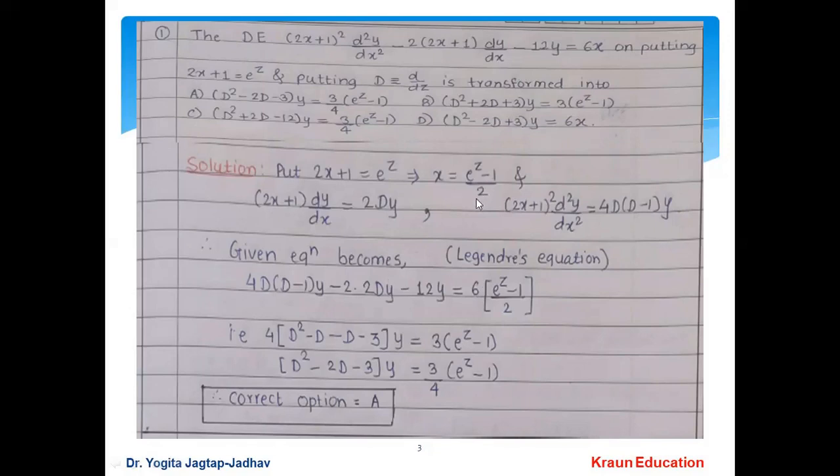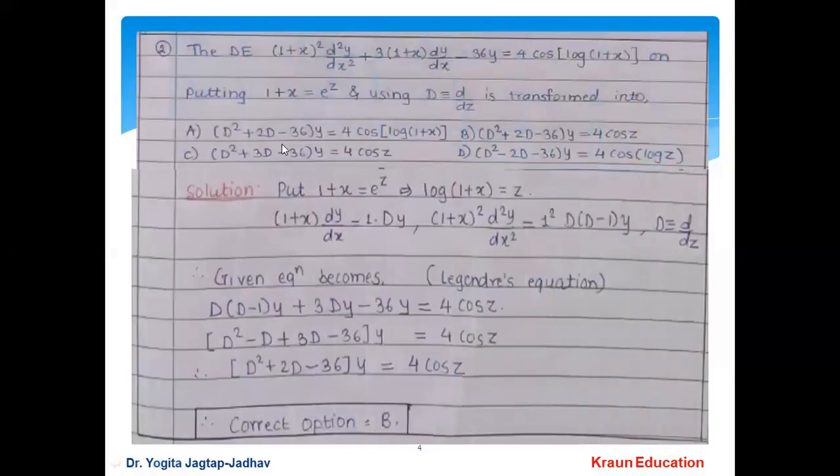What is x now? x is (e raised to z minus 1) by 2. Now let us take 4 common from each of the given terms, and y is taken common on the left side. We have 4 times (D square minus D minus 3) operating on y equal to 2 threes are 6, therefore here we have 3 times (e raised to z minus 1). Now you can see minus D becomes minus 2D, and shifting this 4 to the right side, we get a linear differential equation with constant coefficients. Therefore the correct option is option A.